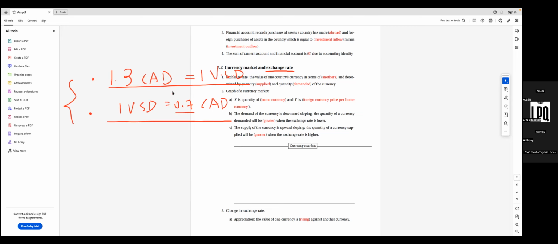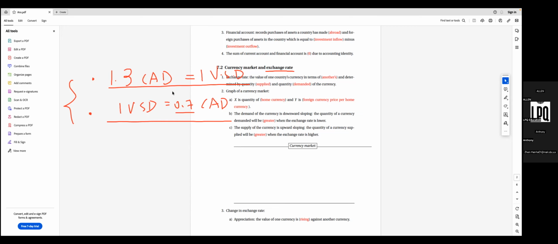Have you ever thought about this? Why do we Canadians need to use more money to buy 1 unit of USD? What is the reason? Seems unfair, right? Why isn't the exchange rate 1 USD equals 1 CAD? What is the reason?